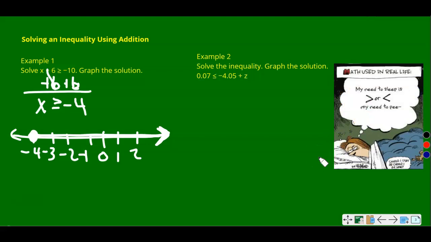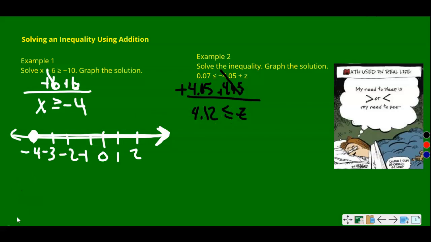Number 2 says solve the inequality and graph the solution. 0.07 is less than or equal to z minus 4.05. So I'm going to add 4.05 to both sides. I've got 4.05 plus 0.07. That should be 4.12. Okay, it is. So I've got 4.12 is less than or equal to z.